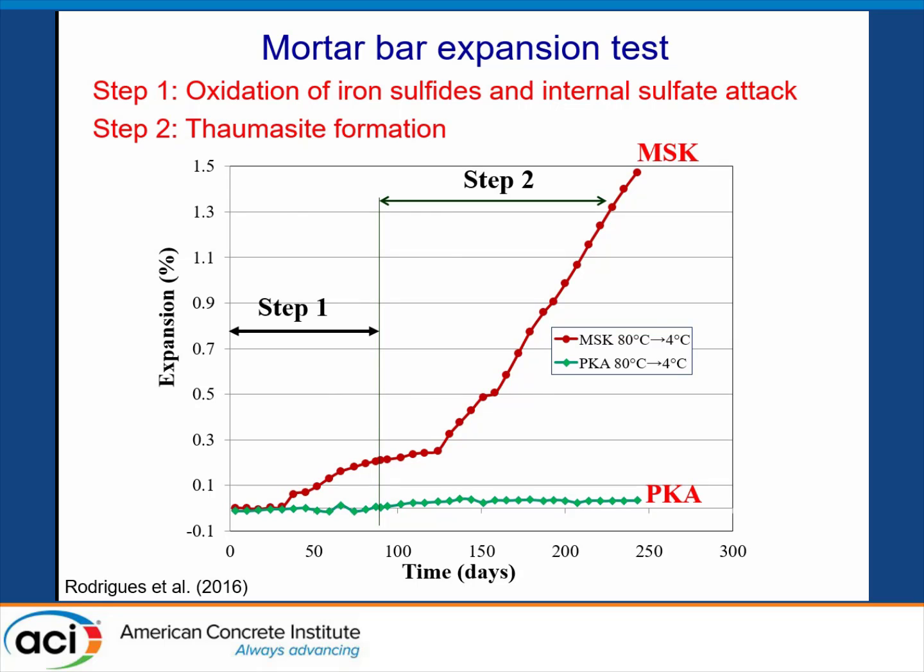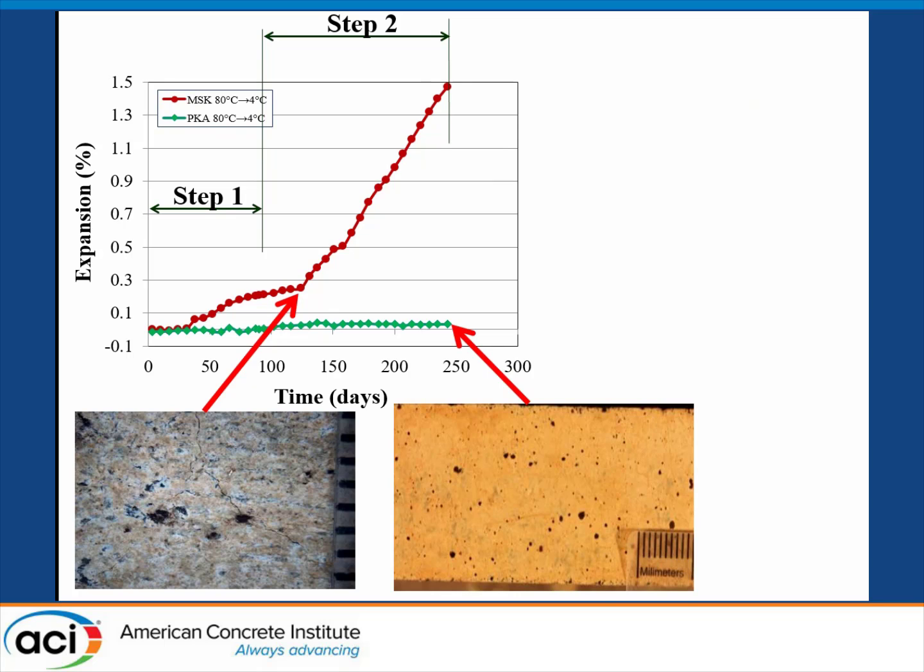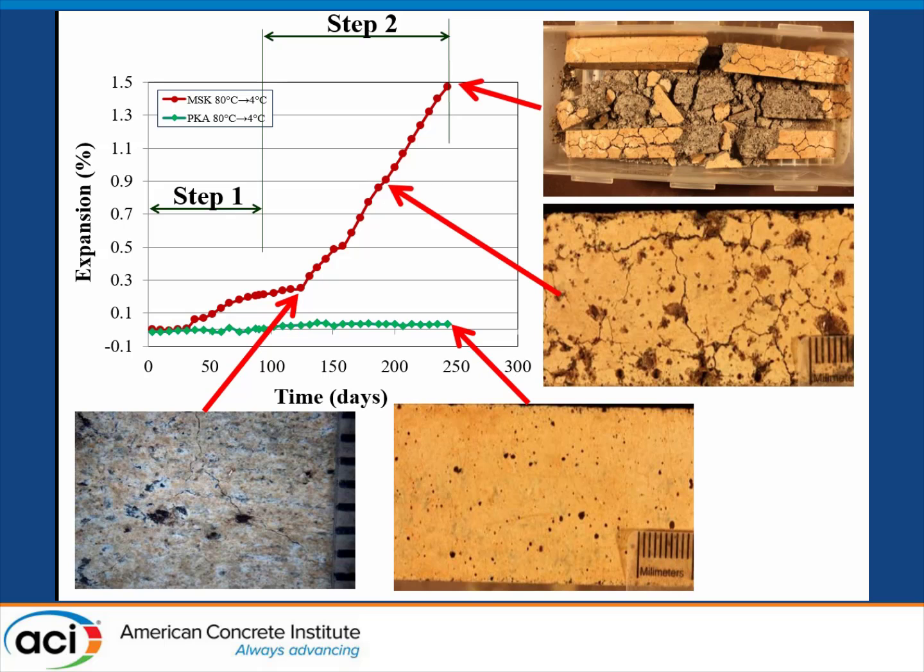In the first graph, the PKA is a control. It's a control aggregate without any sulfide minerals. And you can see that the control doesn't increase, but the problematic aggregate starts expanding in the first part of the test, and the expansion increases a lot in the second part with the formation of the thaumasite. You can see here the control. The control is okay, no cracks, nothing. But for the reactive aggregate, we have cracks beginning there, but at the end, the mortar bars are completely destroyed because of the formation of the thaumasite.